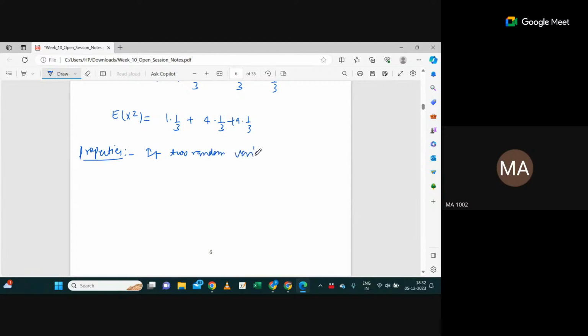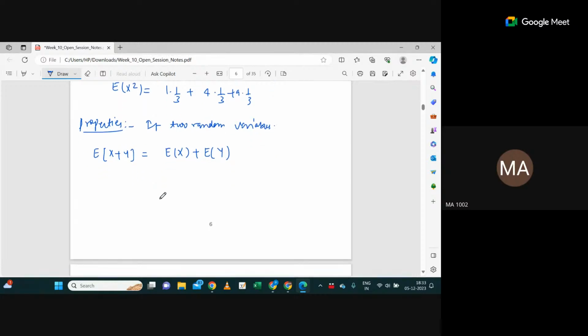Suppose I have two random variables and I have to find the expected value of x plus y. This is the same as the expected value of x plus the expected value of y. Why? This is one property you can apply in the case of expectation of a random variable.